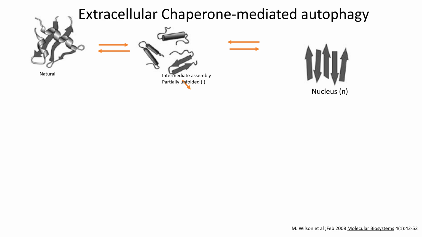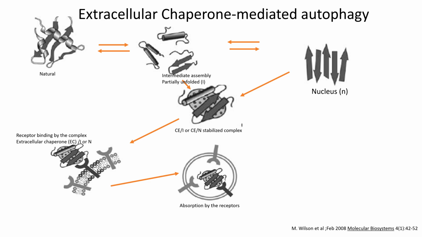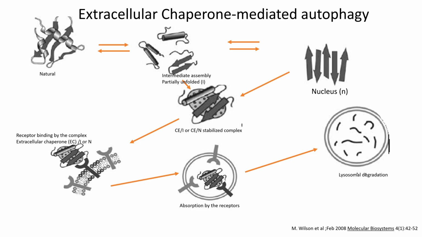stabilize the poorly folded extracellular proteins by binding to them and then guide them towards specific extracellular receptors for their absorption and subsequent degradation. For example, extracellular chaperones and their receptors could be essential components of a quality control system to protect the body from dangerously hydrophobic protein peptides.